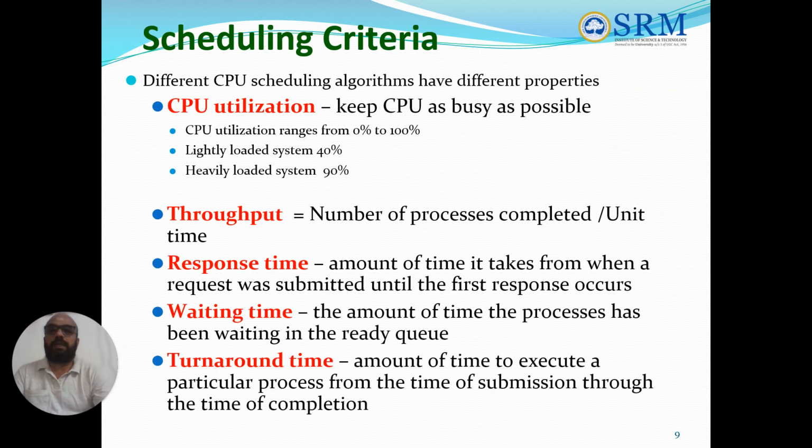So what are the scheduling criteria? We have different scheduling criteria like CPU utilization, throughput, response time, waiting time, and turnaround time. CPU utilization is how effectively the process utilizes the CPU, and throughput is how many jobs are completed in a particular unit of time. Response time is, whenever a request is submitted, how fast the response comes from the CPU. Waiting time is the amount of time the process waits in the ready queue. Turnaround time is the time from submission through to completion.